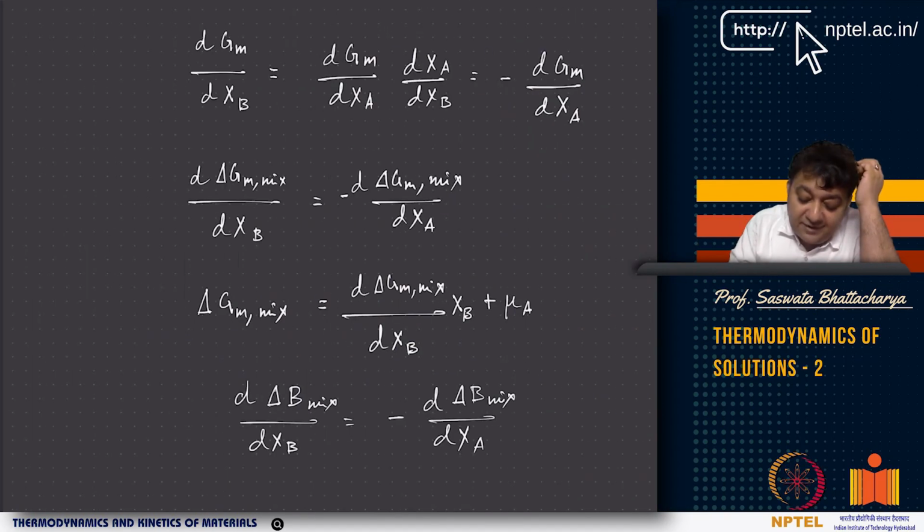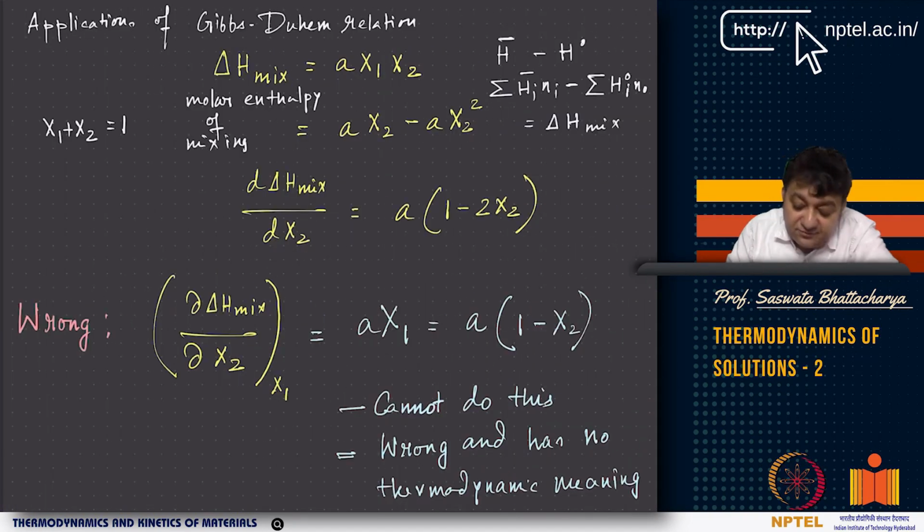Everywhere here you are writing d delta Gm mix/dxb, right? We are just using the ordinary differential form, the ordinary way of differentiating. We are not using partial derivatives, we are using normal derivatives. Now, why are we doing that? Why do we use d/dx instead of del/del x? Because in this case x1 plus x2 equals 1, so x1 and x2 are not independent.